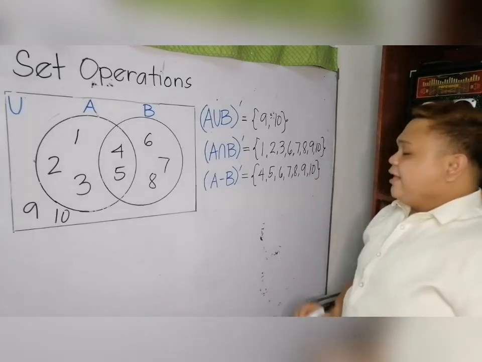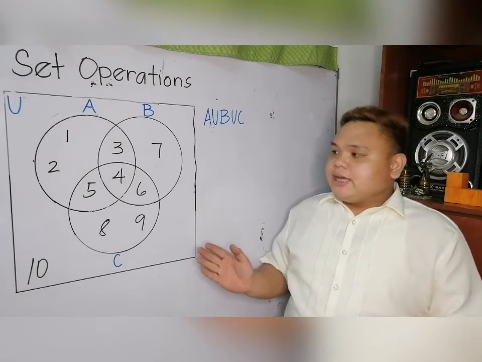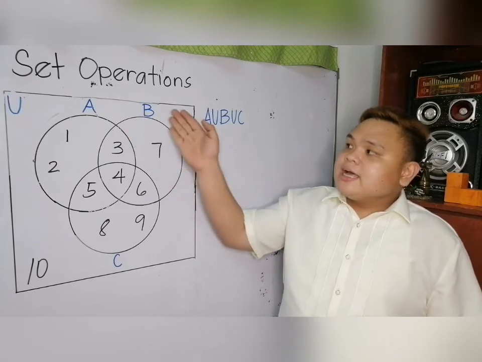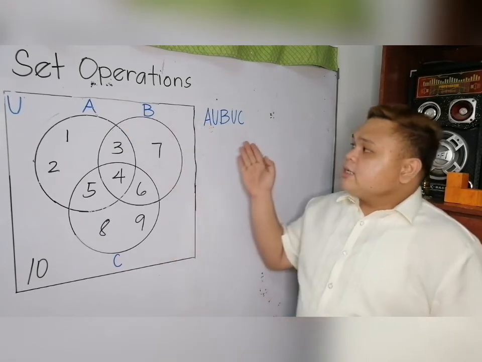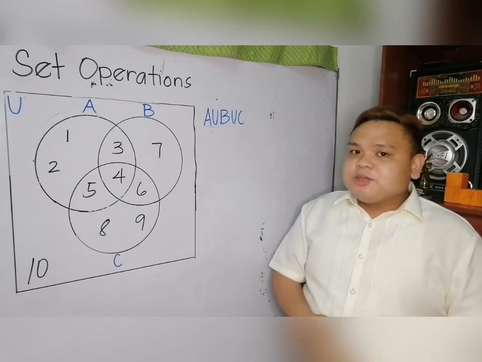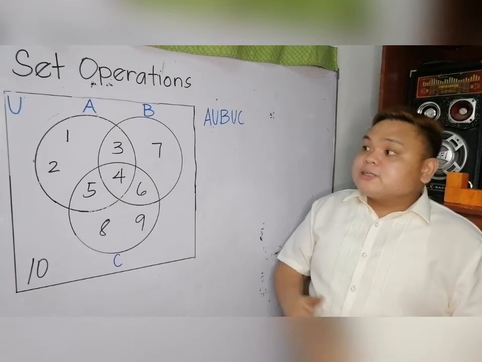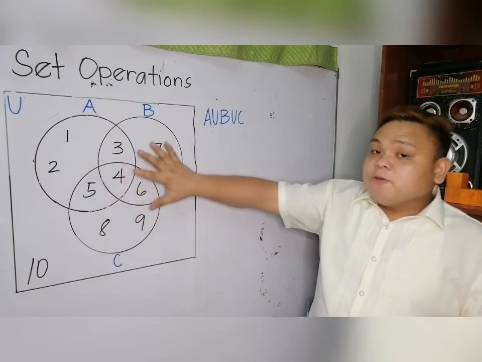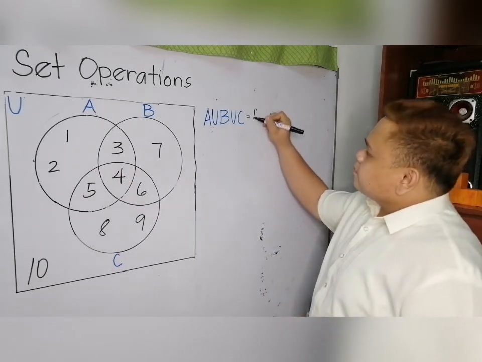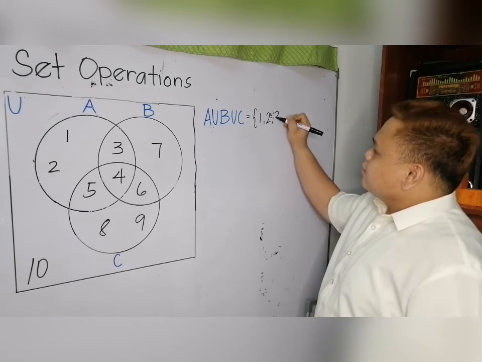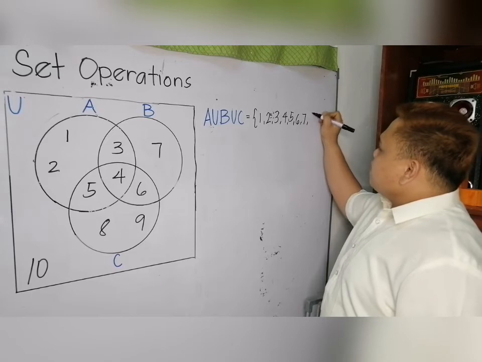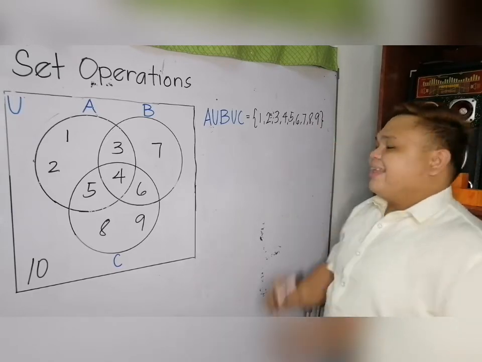9, and 10. Now, in this case, we have a Venn diagram with 3 circles for 3 sets, namely set A, set B, and set C. Let us now get the union of A, B, and C. In order for us to get the union of A, B, and C, all we need to do is to combine all the elements that are within the circles of A, B, and C. And those are 1, 2, 3, 4, 5, 6, 7, 8, and 9.